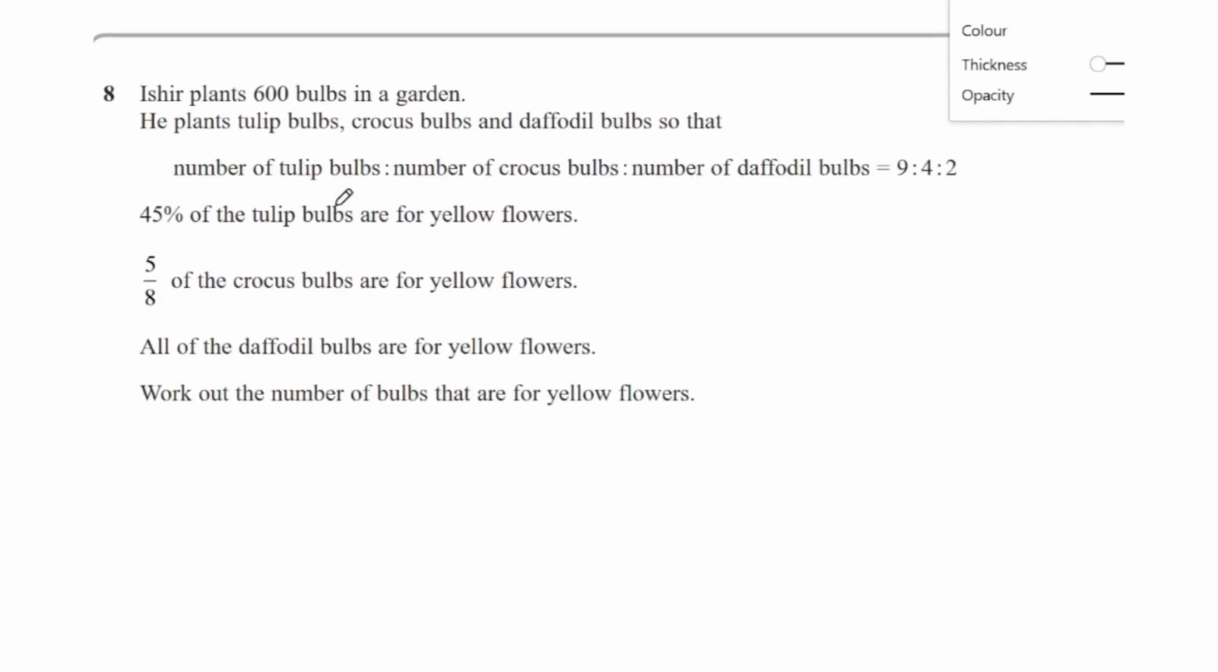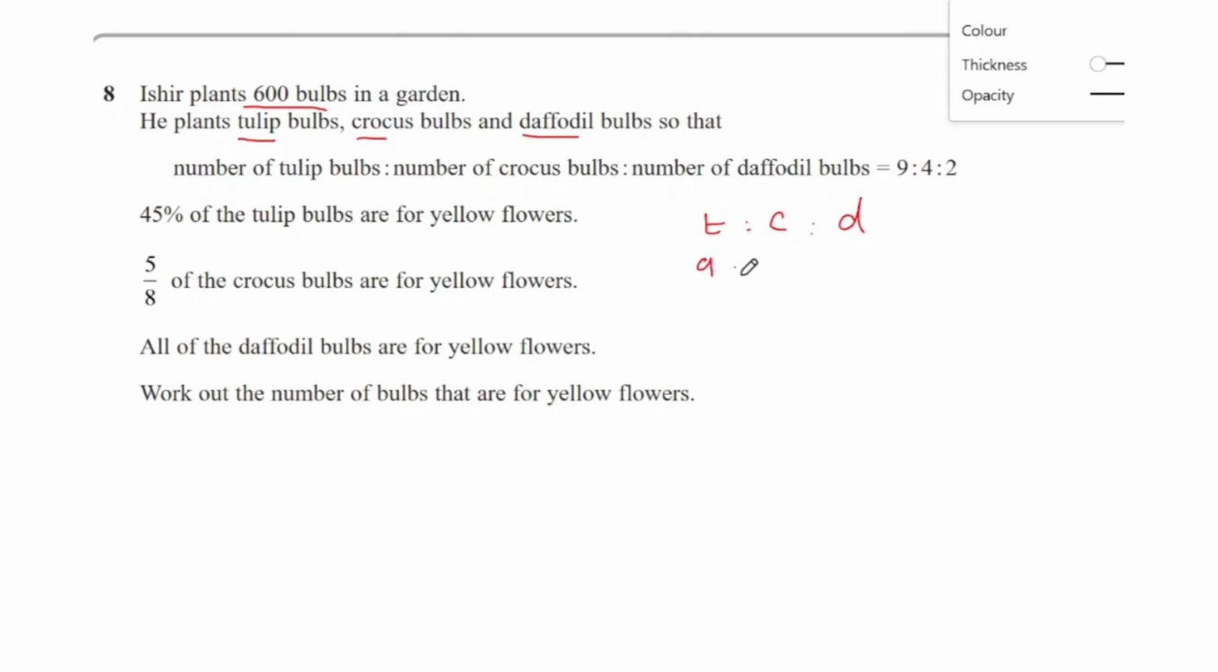Let's see number 8. Number 8 says, a teacher plants 600 bulbs in a garden. So he has tulip bulbs, crocus, and daffodils, and the ratio is given in this way. So let's write down in the simplest form. So we have T ratio C ratio D.